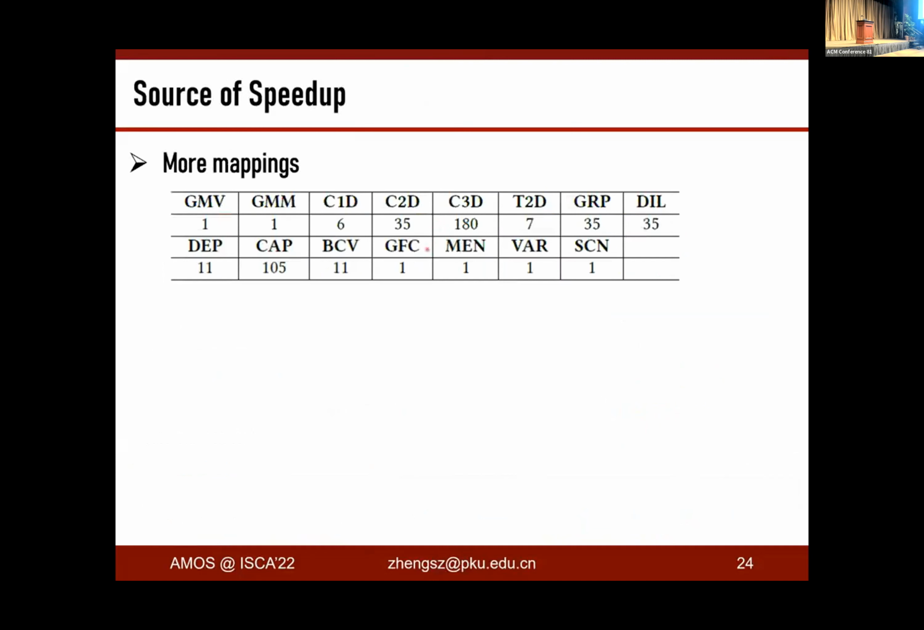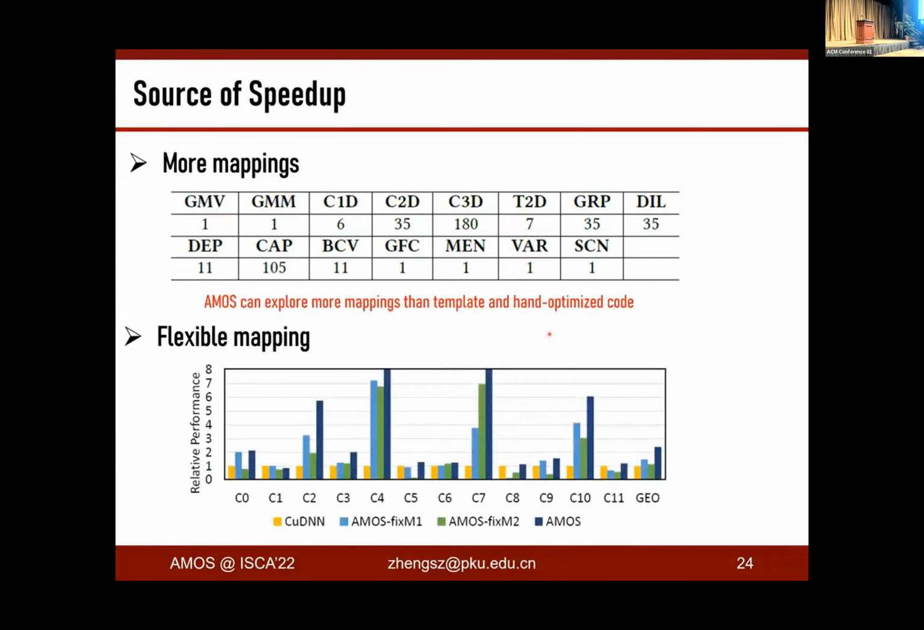First, AMOS enables more mappings for these operators thanks to our systematic mapping generation, validation, and exploration. In this table, we show the number of mappings found by AMOS for each operator. Other works that use a template or a library can't explore as many mappings as AMOS. And the second reason is that AMOS is more flexible. Templates and libraries are fixed and can't adapt to different input shapes. We perform an ablation study and force AMOS to use fixed mappings. The performance drops by more than 13%, which reveals that flexibility is a source of the speedup.